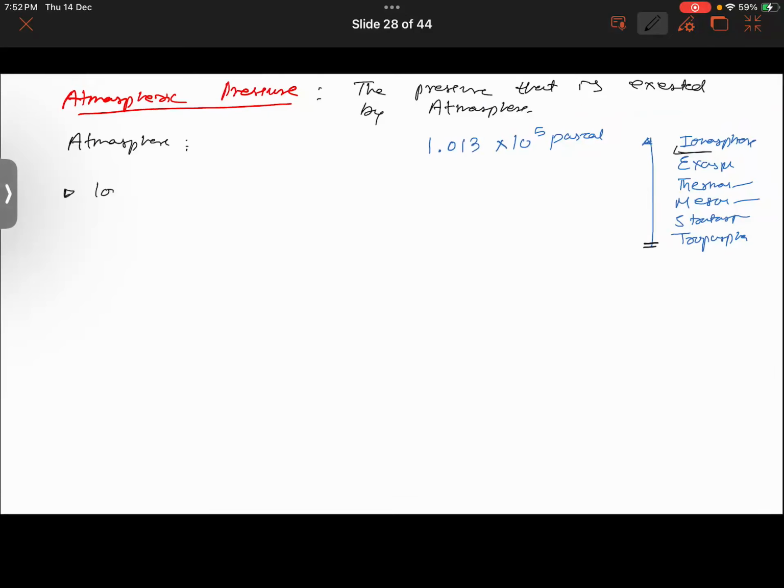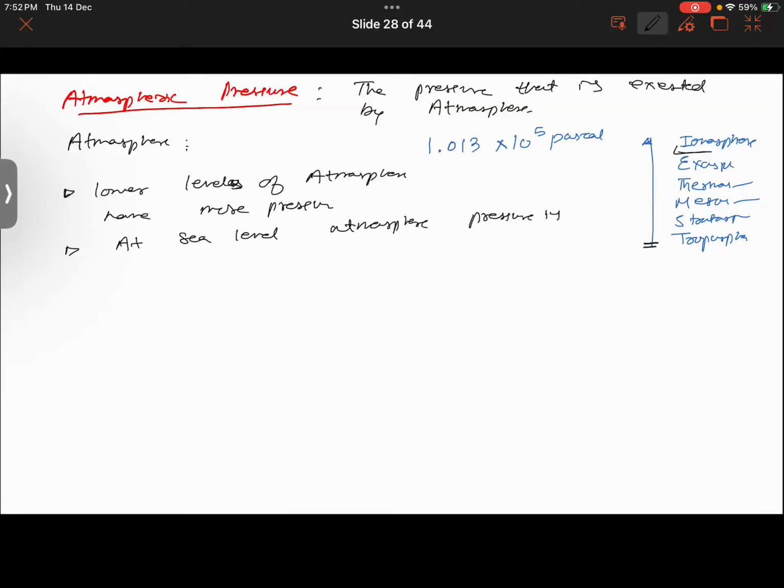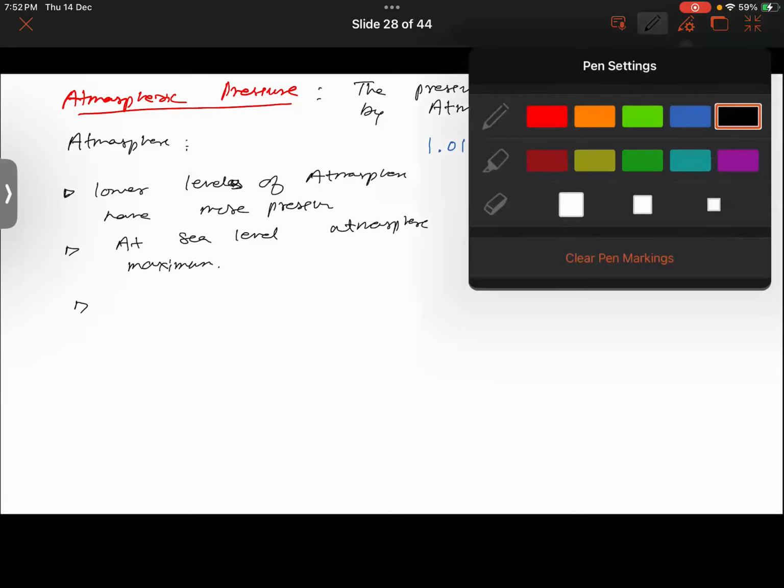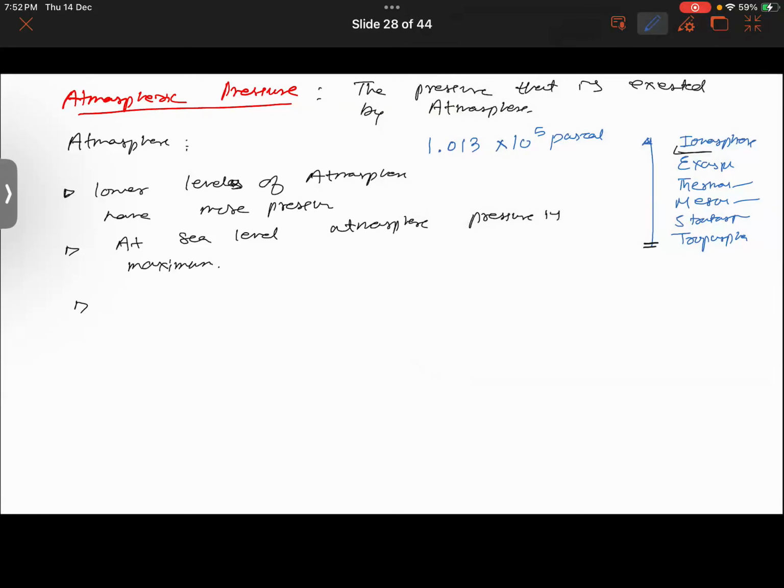So first point, lower levels of atmosphere have more pressure. Second thing, at sea level, atmospheric pressure is maximum. ठीक है? Okay. Now, in order to measure the atmospheric pressure, we have got different devices. Namely, हमारे पास जो common device है उसे हम क्या कहते हैं?